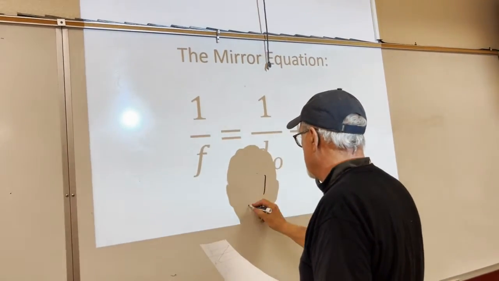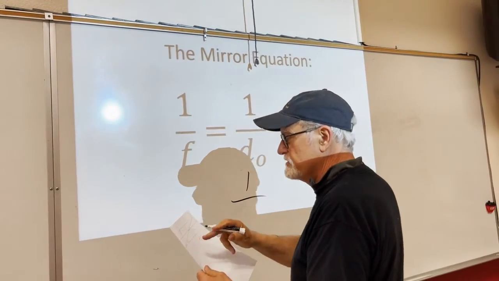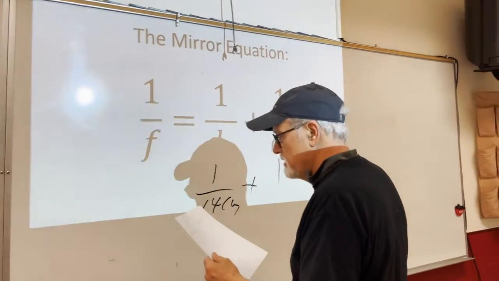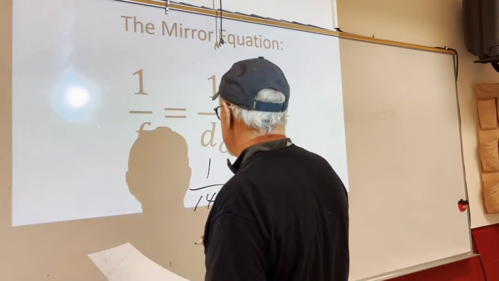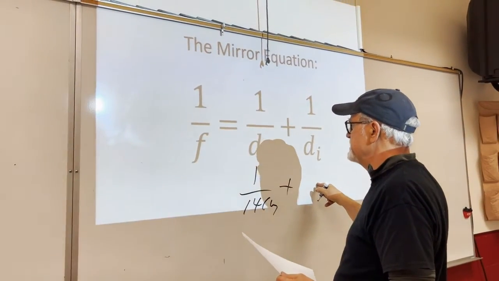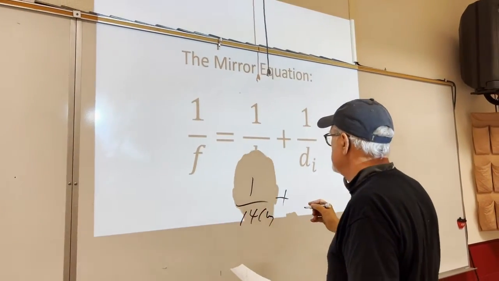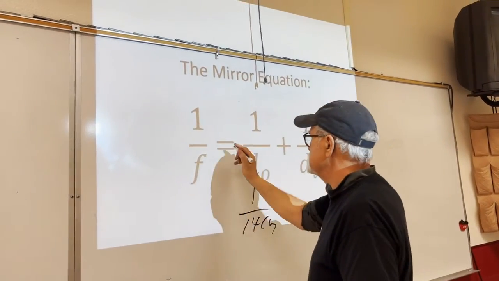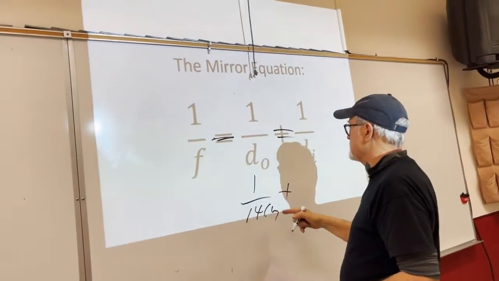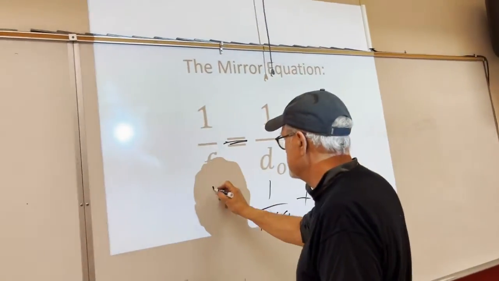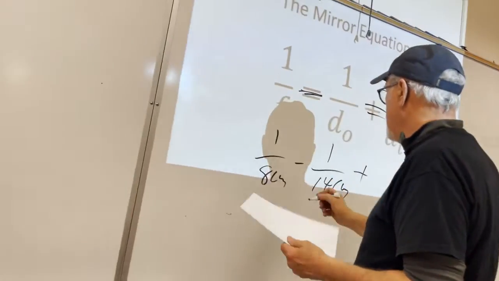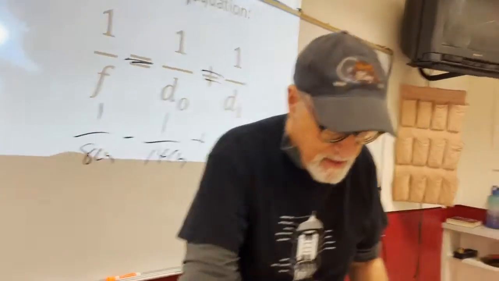So, we've got the distance of the object, 14 centimeters. And, wait a minute, we want to solve for the distance of the image. So what we have to do is subtract this. That's an equal sign, that subtracts, that's 1 over 8 centimeters. So we've got our 1 over f minus that.